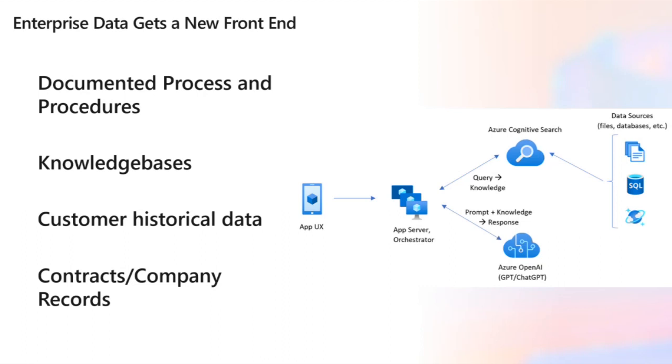Or maybe you've collected knowledge bases over the years, and now you want to tap into that knowledge base. Give all the documents to the AI, and then work with the AI to find things in your knowledge base. Maybe customer historical data, and you can look up things like, when did this customer first become a customer? And engage with the chat to give you more reasoning with your customer data. Or bring in your contracts or your company records, and then you can start reasoning with that data.